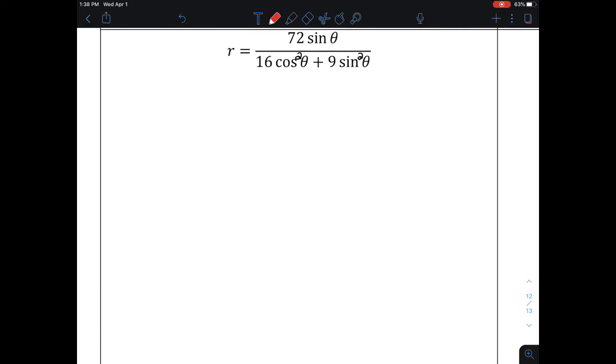Okay, let's look at converting this next problem here into rectangular form. And what I'm going to do here is multiply the denominator to the other side. So we'll multiply by 16 cosine squared theta plus 9 sine squared theta on both sides. So I'm going to bring that up out of the denominator.